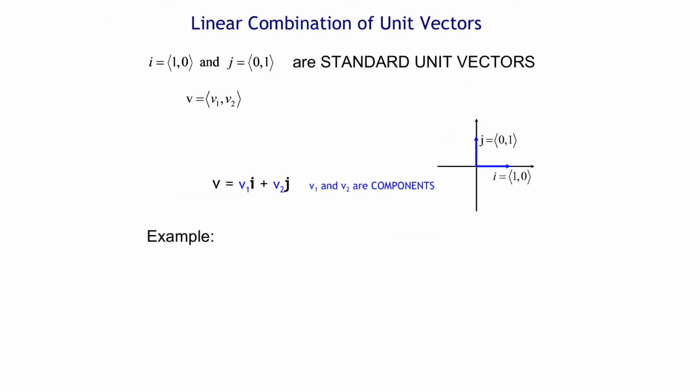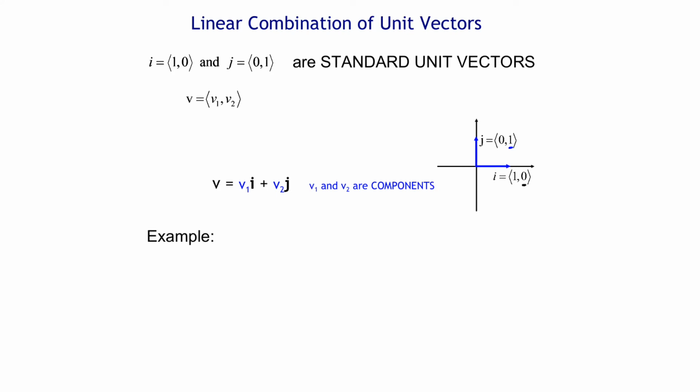Alright, linear combination of unit vectors. So vector i, 1, 0, would be our horizontal distance, so we're going 1 unit to the right. We're not going up or down, that's why the y value there is 0. And then j is 0, 1. So we didn't move left or right, but we moved up 1 unit. So those are still vectors. They're unit vectors of 1 unit.